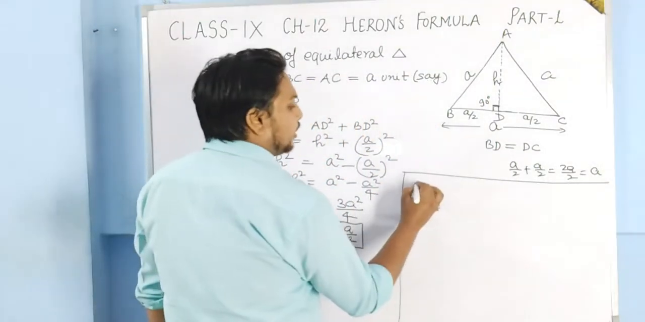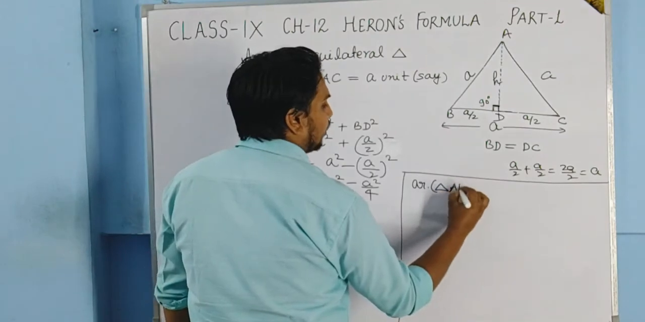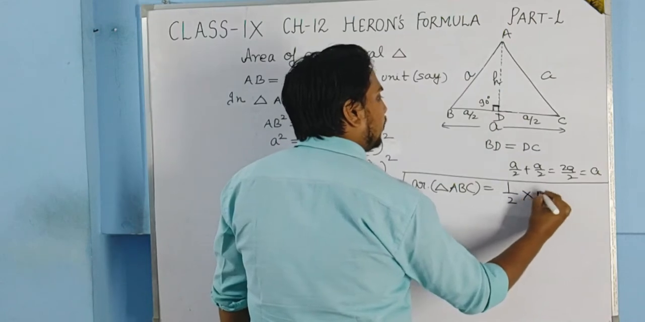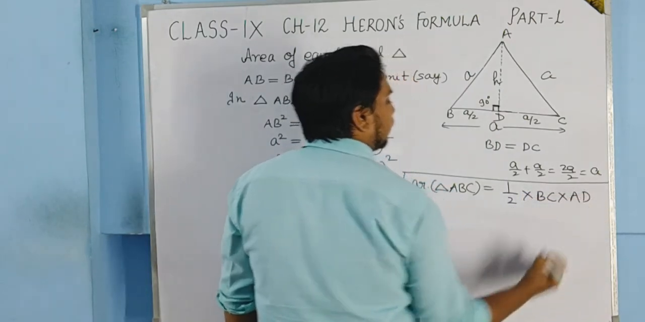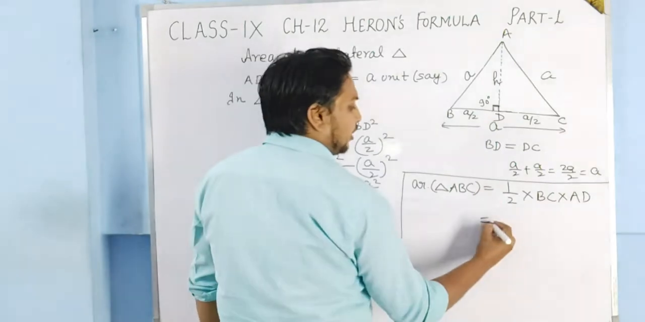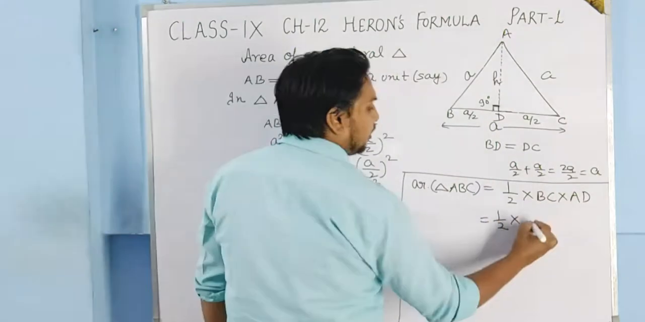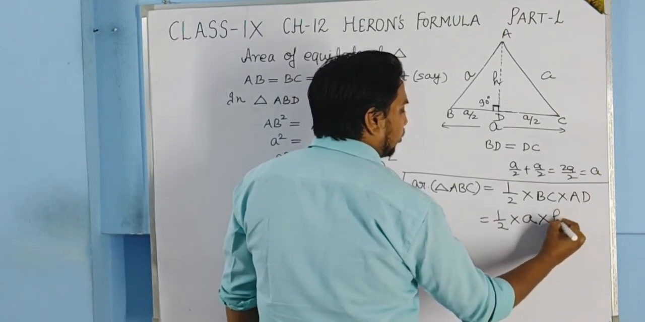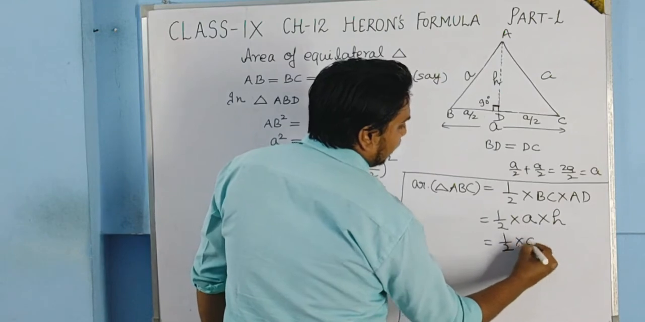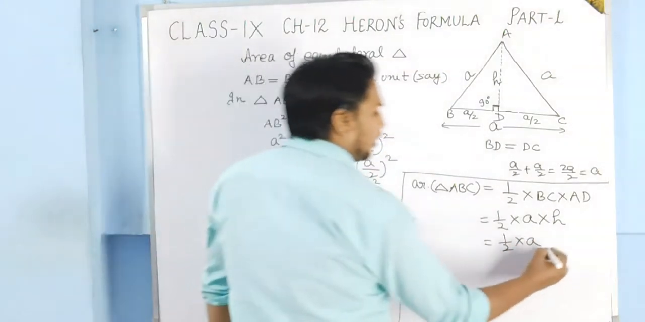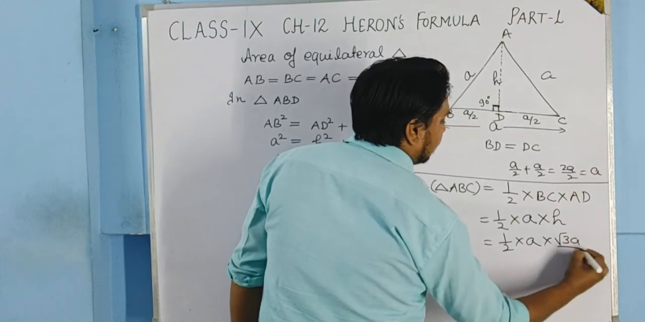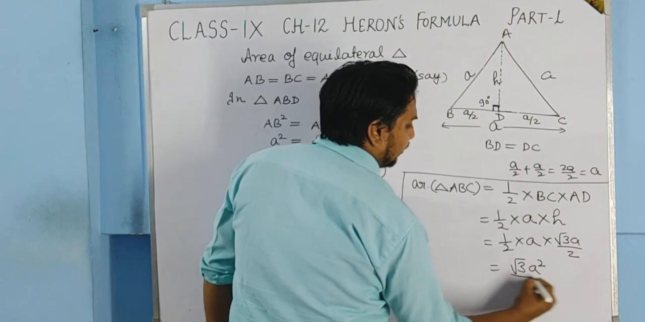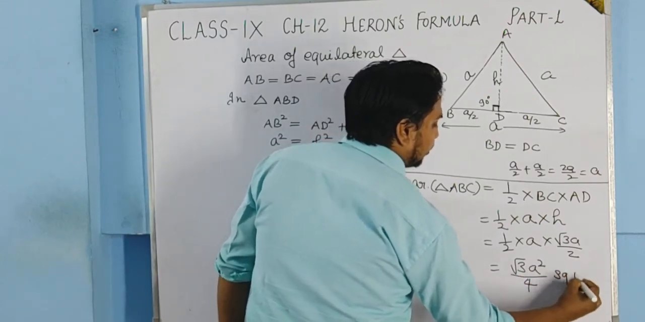So how will we find the area of triangle ABC? Area of triangle ABC we can find as half into base into height. Now we have the value of H also. Half, base is A unit, and AD is H. So we put the value of H, which is root 3 A by 2. After multiplying all these, what do we get? Root 3 A square by 4 square unit.